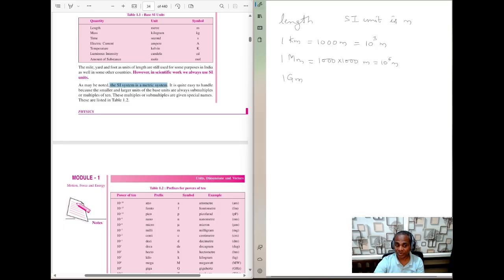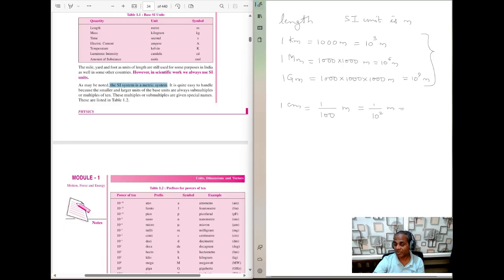1 gigameter is equal to 1,000 into 1,000 into 1,000 meters, which is 10 raised to 9 meters. So all these are multiples of 10. Similarly, for shorter units, we know 1 centimeter is equal to 1 by 100 of a meter, which can be written as 1 by 10 raised to 2 of a meter.